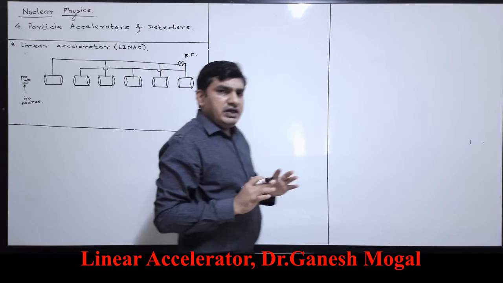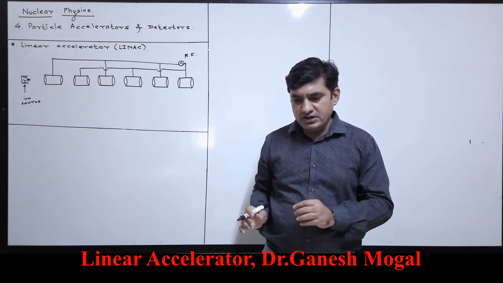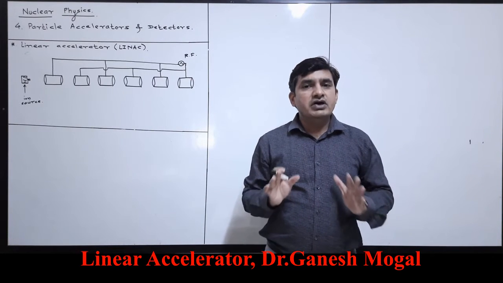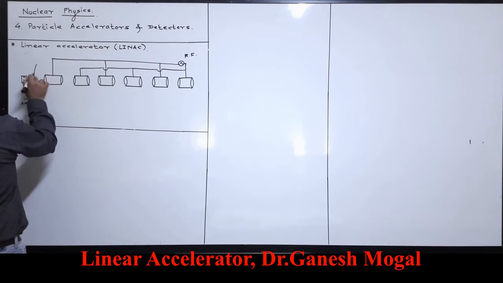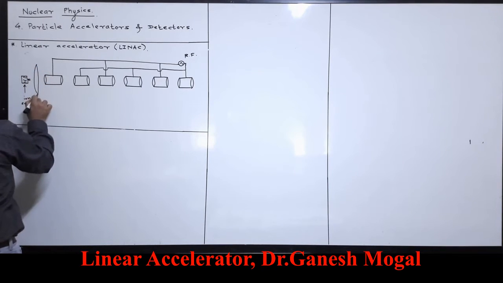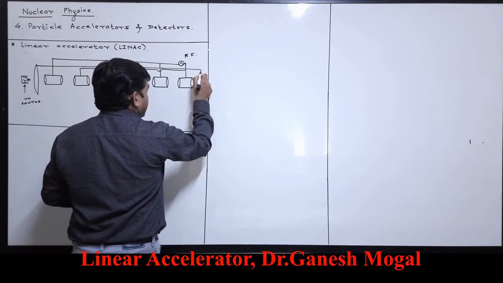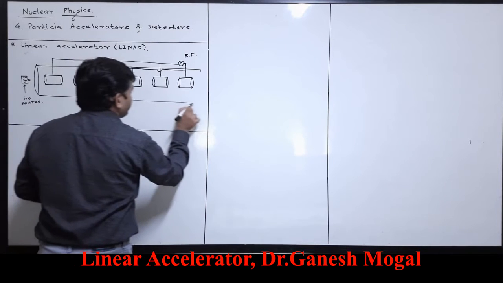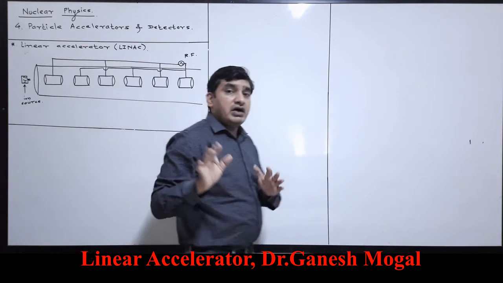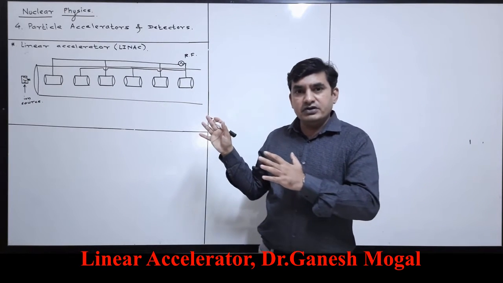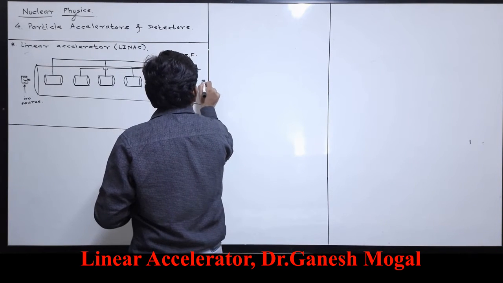Now these electrodes are kept in an evacuated chamber in which there is low pressure gas. So here is the evacuated chamber and there is a low pressure gas. At the other end, or the right end of this linac, we keep a target. Here is a target.